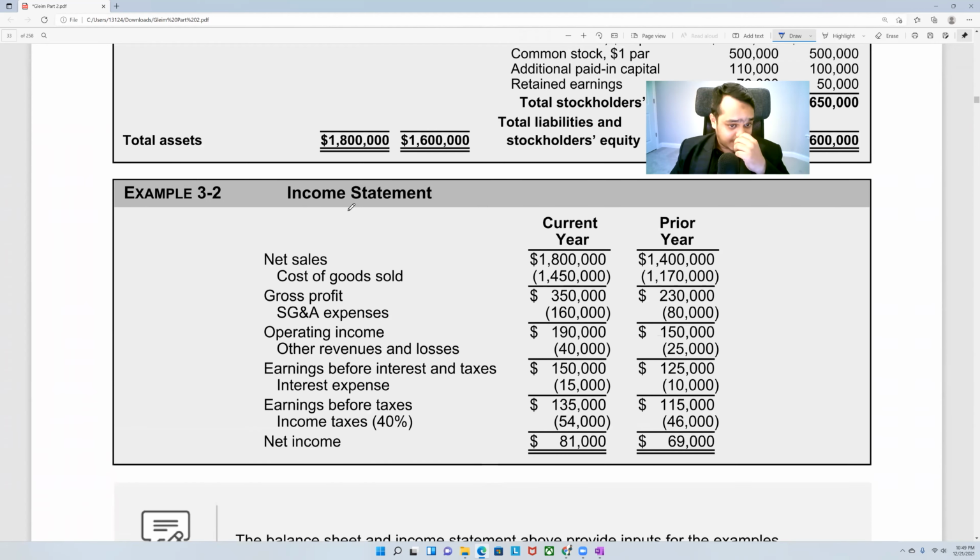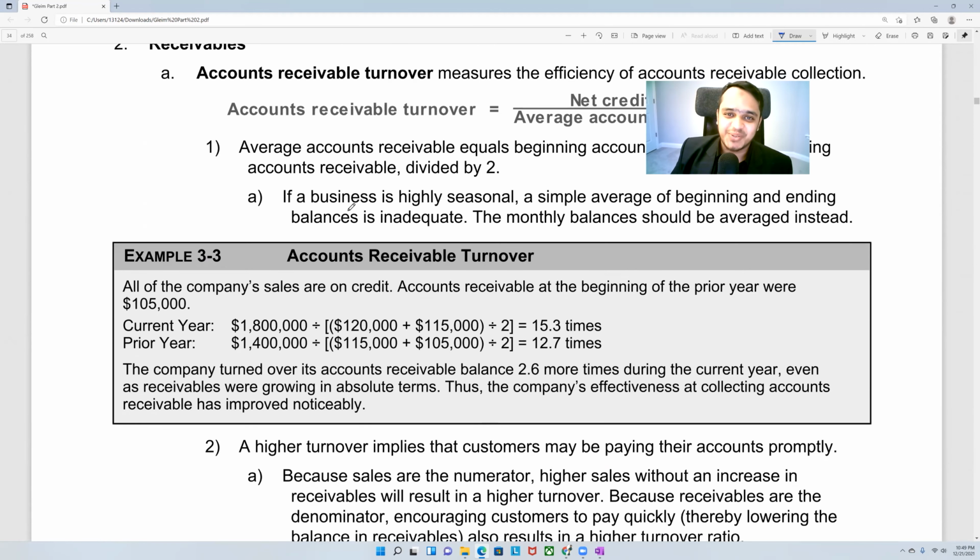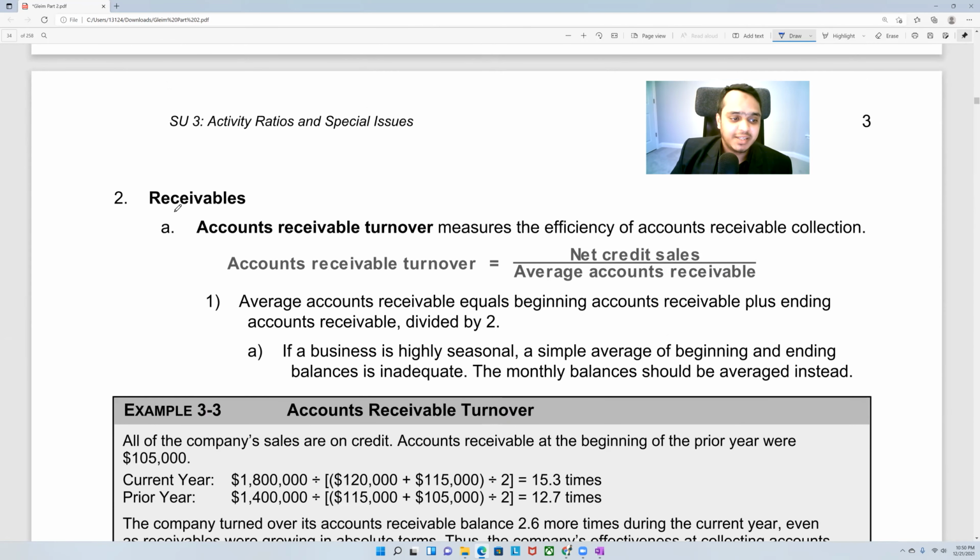So we have this as an example, income statement and balance sheet. Anyhow, we are going to do the MCQ question. So see your receivables. How much is your receivables? The receivables turnover is nothing but your net credit sales divided by average accounts receivable. Your net credit sales divided by average accounts receivable, you get your accounts receivable turnover.